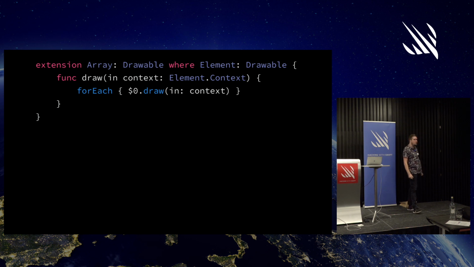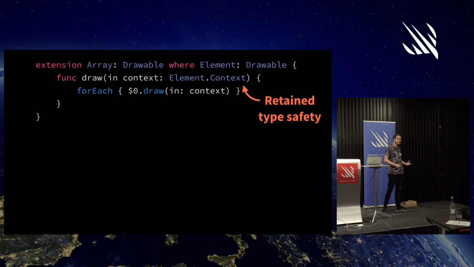And then we can implement draw for an array, but not for any array, just for the ones that contain drawable elements. And then we can retain the type safety, just how SwiftUI used generics to retain the type safety. We can do the same thing here, where we are making sure that we're drawing in the same context type for each of our elements as the elements themselves are.